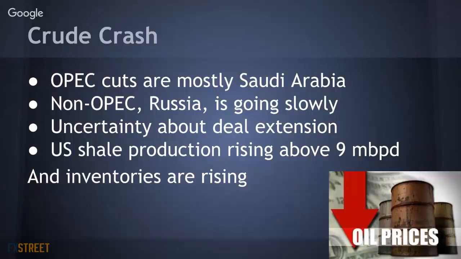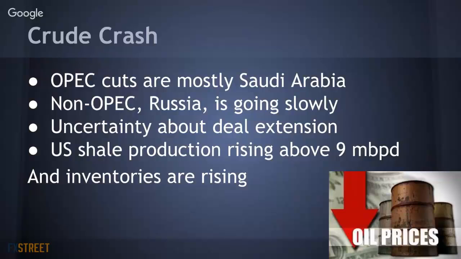Moving to non-OPEC countries, it's mostly Russia, okay? And they're going very slowly. They have not met their obligations, and for all non-OPEC countries, it's about 60% compliance, okay? And there's uncertainty about the deal extension. Remember, this deal is only for 6 months. It's only for the first half of 2017.